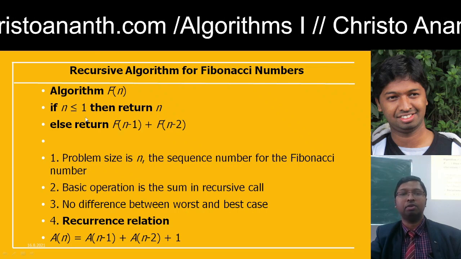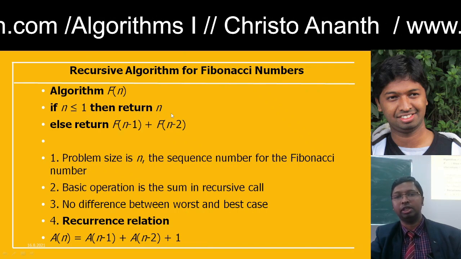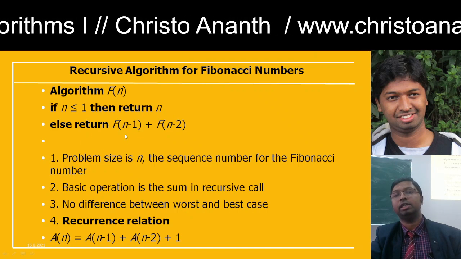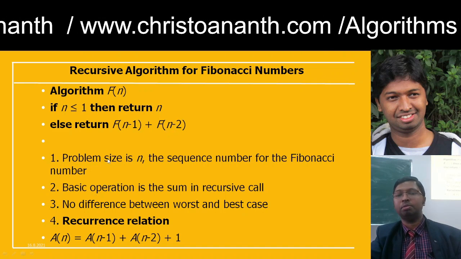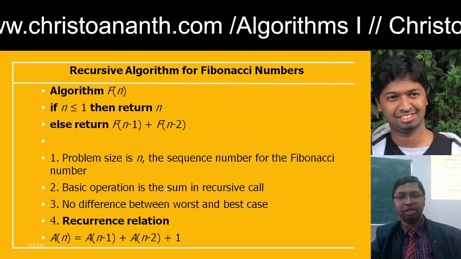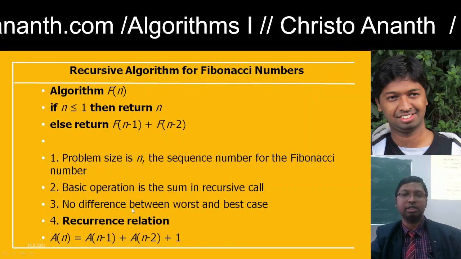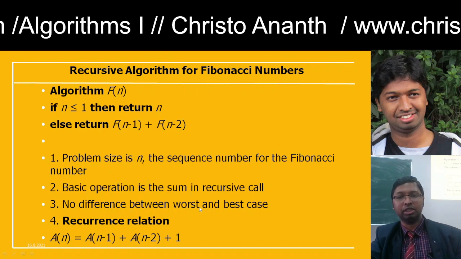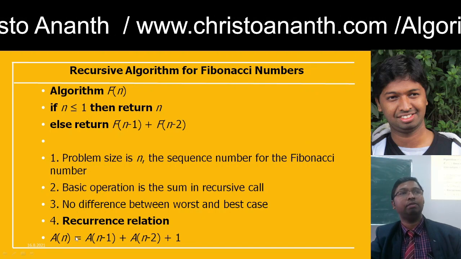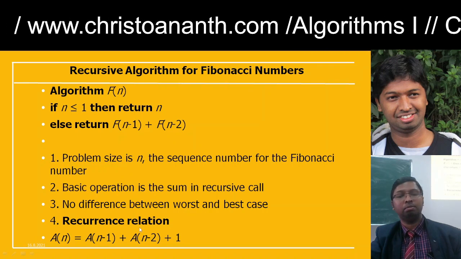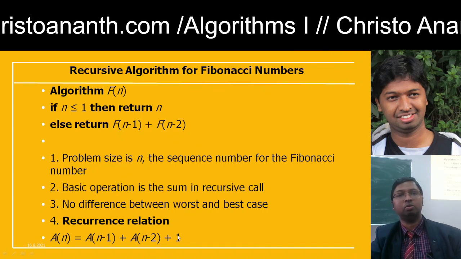So you have the algorithm f of n. In this case, for n less than or equal to 1, you return n. Else, you return f of n minus 1 plus f of n minus 2. Problem size is n, and the basic operation is the sum in the recursive call. No difference between the worst and average case, and of course the recurrence relation is a of n equal to a of n minus 1 plus a of n minus 2 plus 1.